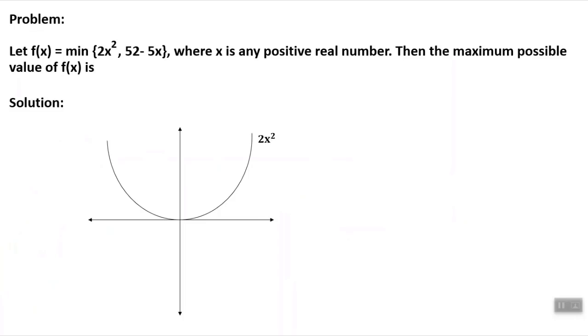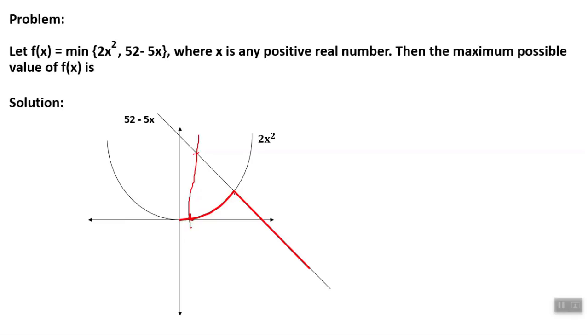52 minus 5x is a linear function, so it's a line. It will look like this because it has a negative slope and a positive intercept. So this is 52 minus 5x. Now, what do they mean by minimum of these 2? It means that if I choose a value of x, suppose something like this, then the minimum of these 2 points, this point as well as this point, will be the point chosen for that value of x. In general, the graph of f of x looks like this.